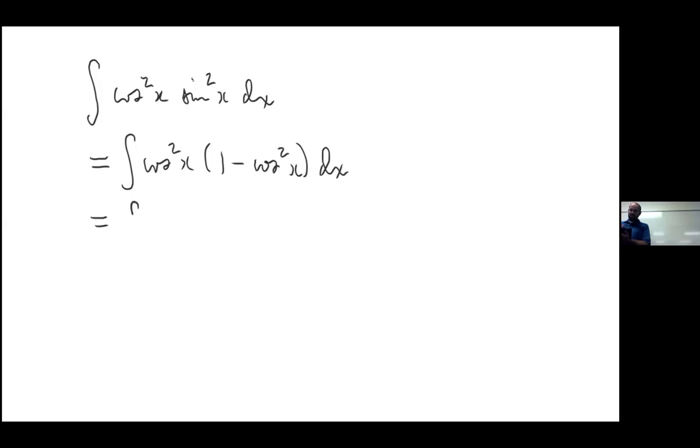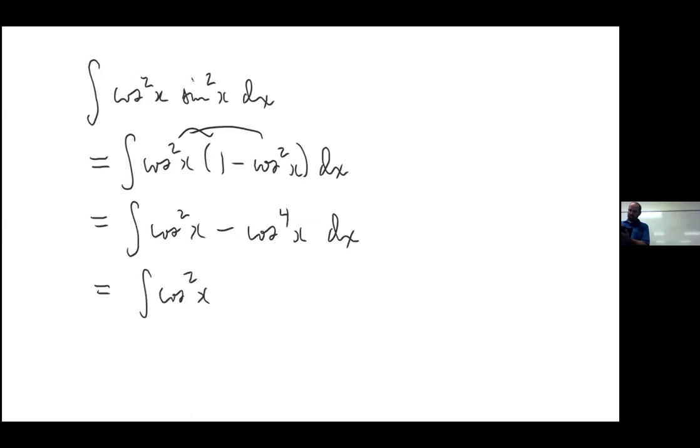So what Daniel is saying is, okay, well, maybe I just distribute this thing. So cosine squared of x minus cosine to the 4th of x dx, which in the end requires that I do a couple of integrals. So the integral of cosine squared of x dx minus the integral of cosine to the 4th of x dx. Do you know how to handle the first one? How would you handle cosine squared? Half angle formula. Yeah? So your hand would be forced anyways. You see what I'm saying?